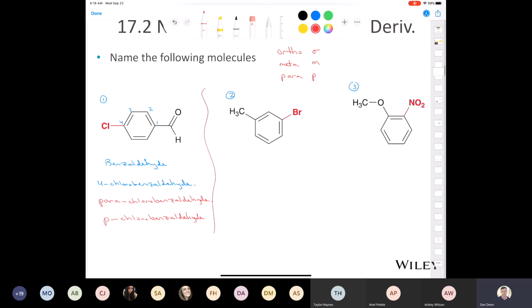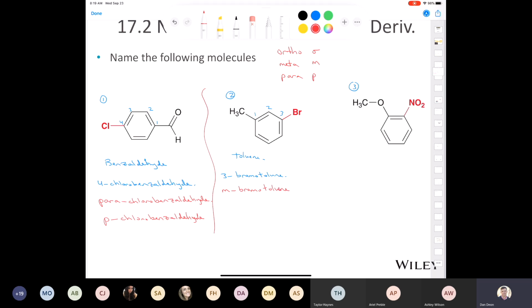Number 2, the parent here would be what? Not a trick question. Yeah, absolutely. You guys are all right. Luke, Adriana, absolutely. Okay, it's going to be a toluene. So there's a toluene in here. And that's the part that's identified in black. There we go. So we have 1, 2, 3. So we could call this 3-bromotoluene, or we could call it meta-bromotoluene. I knew you'd find these easy.